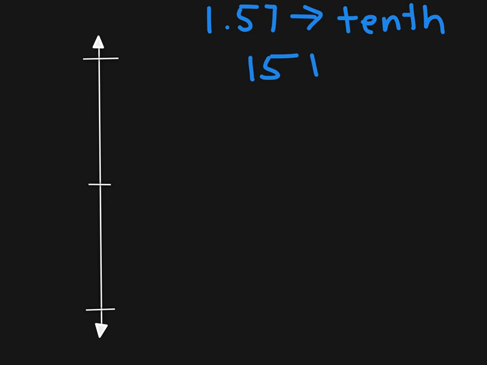Okay, now let's round 1 and 57 hundredths to the nearest tenth instead of the nearest whole. That means that instead of thinking of this as 1 whole, 5 tenths, and 7 hundredths, I'm going to think of it as 15 tenths plus 7 hundredths more.